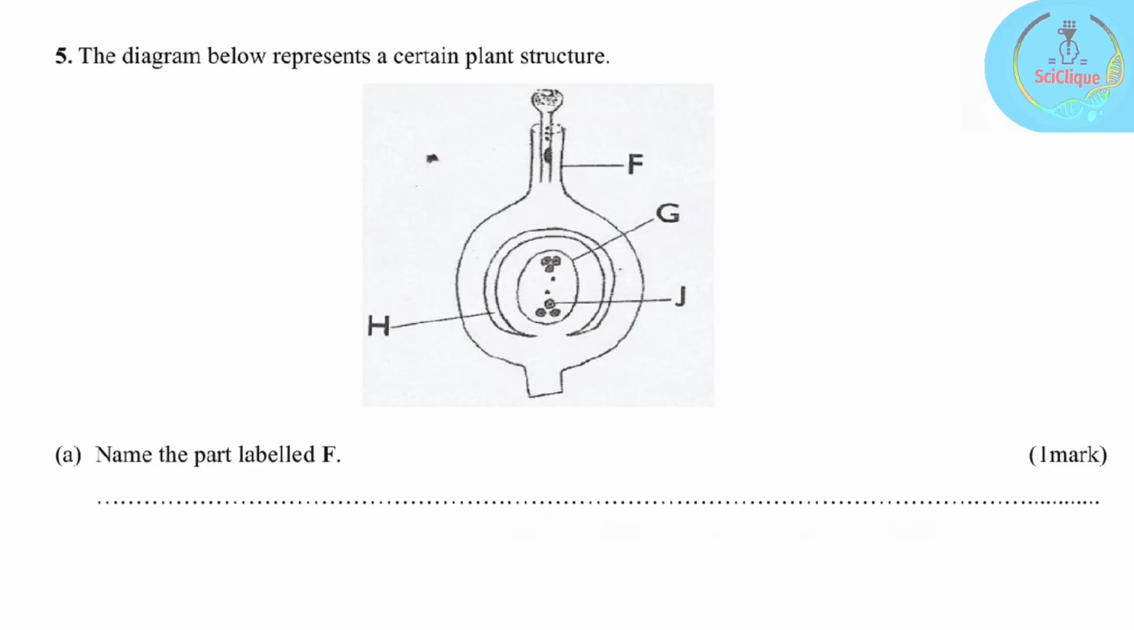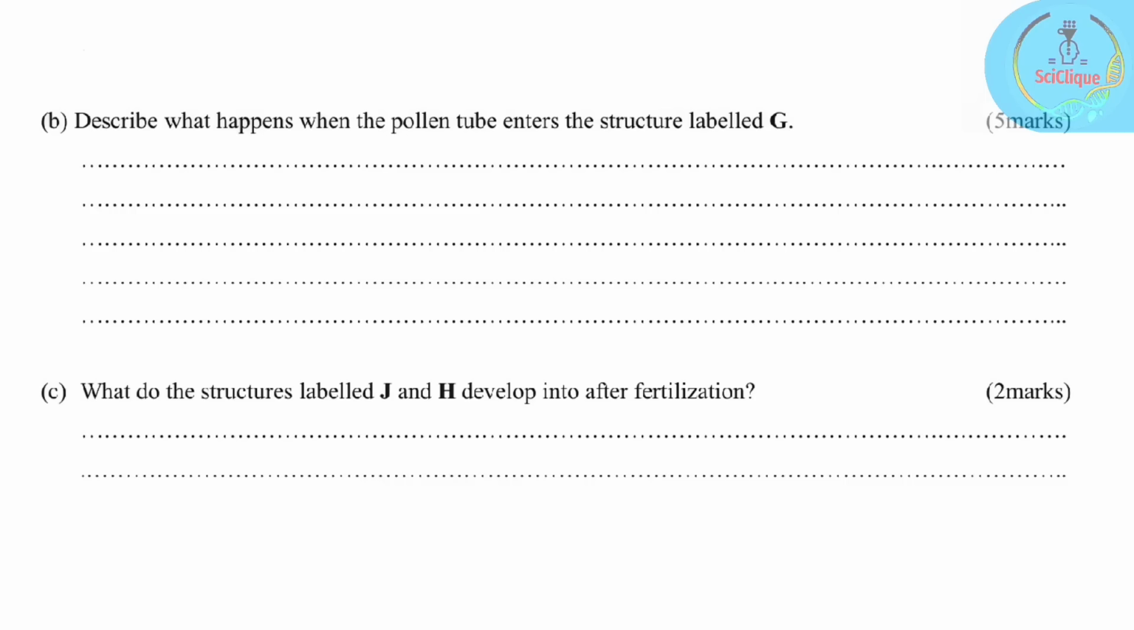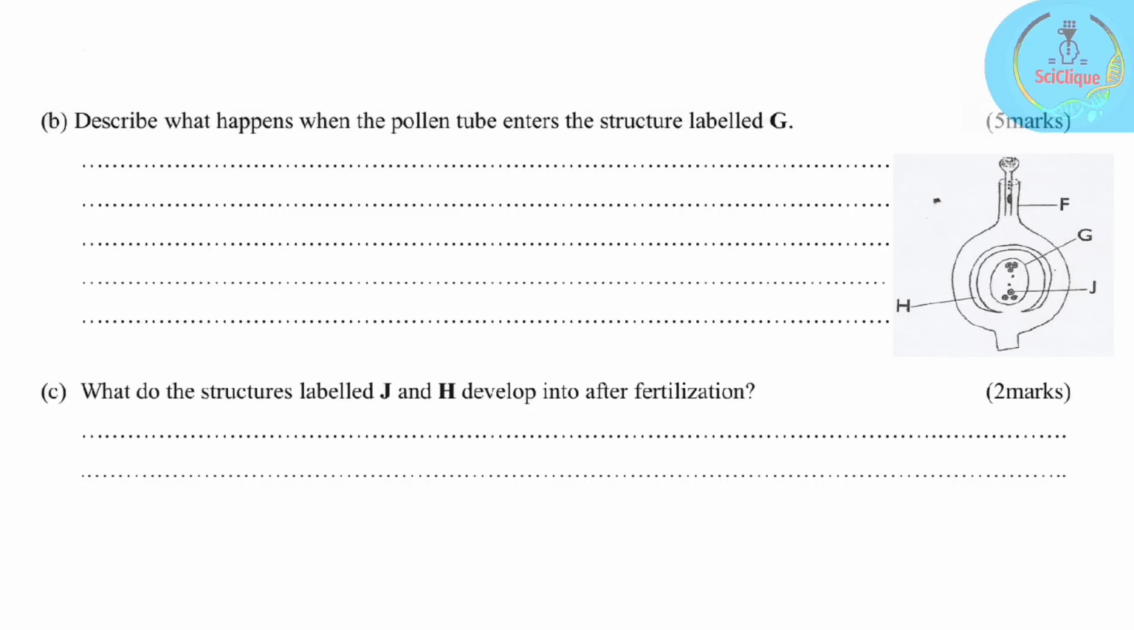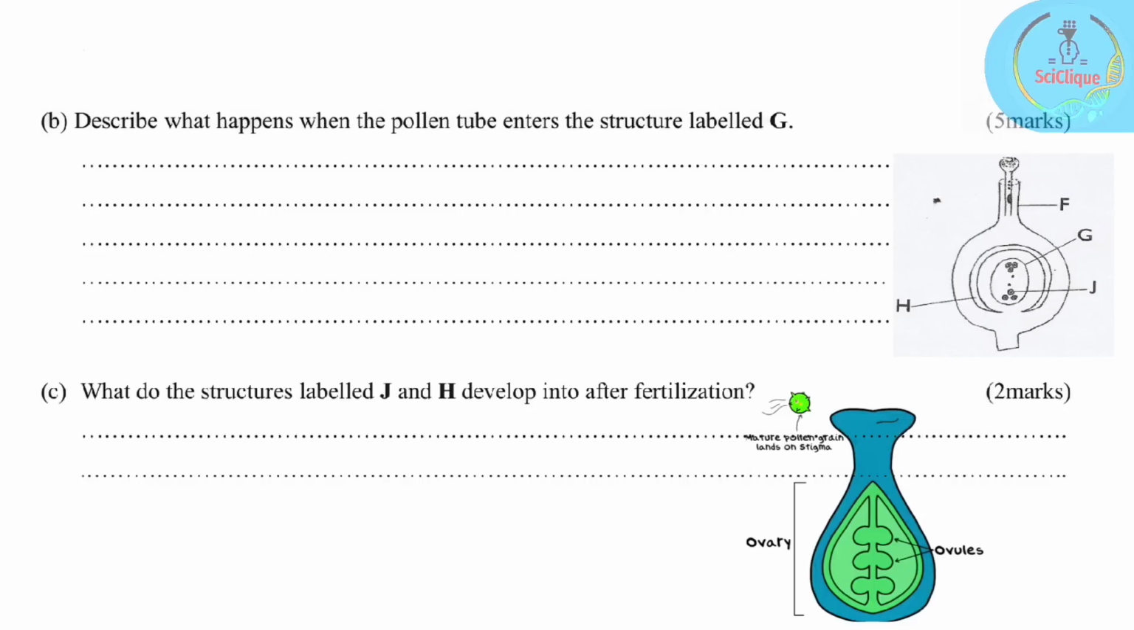Question number 5. The diagram below represents a certain plant structure. Name the part labeled F. That is the stigma. B. Describe what happens when the pollen tube enters the structure labeled G. So what is G? That is the embryo sac.